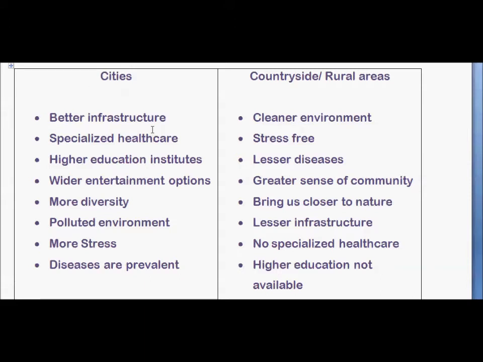Cities have better infrastructure. This is a positive point. Better infrastructure means they've got better roads, railway stations, airports, and whatnot. So basically, you have a lot of facilities. Specialized healthcare. In the cities, you have big hospitals, private clinics, dispensaries, big pharmacies, so specialized healthcare is available. Higher education institutes. Once again, cities have universities, colleges, special course colleges like cookery colleges and fine arts colleges and whatnot. So basically, higher education is prevalent in the cities.